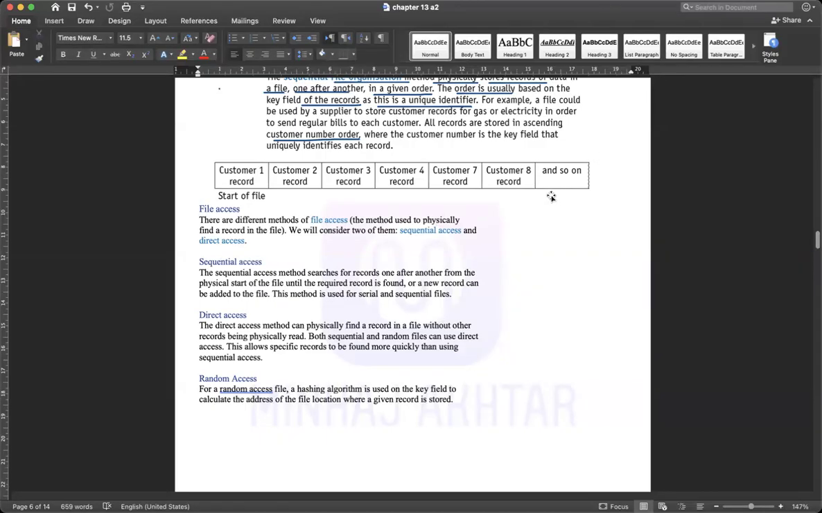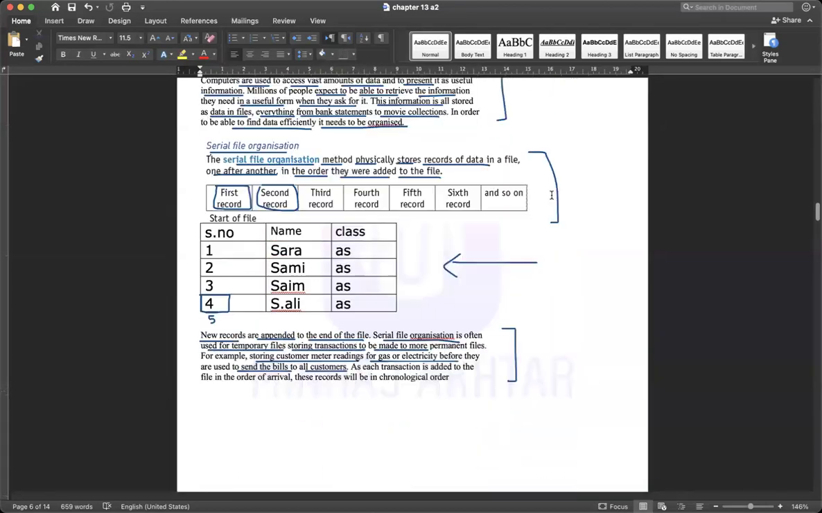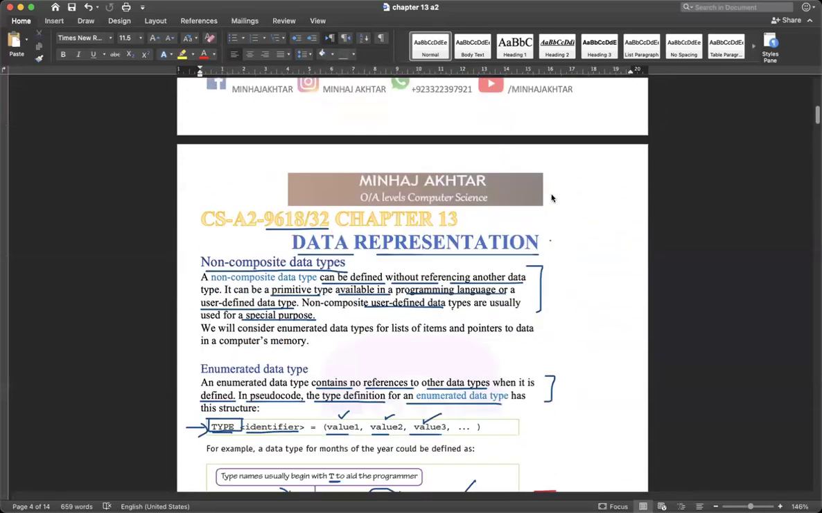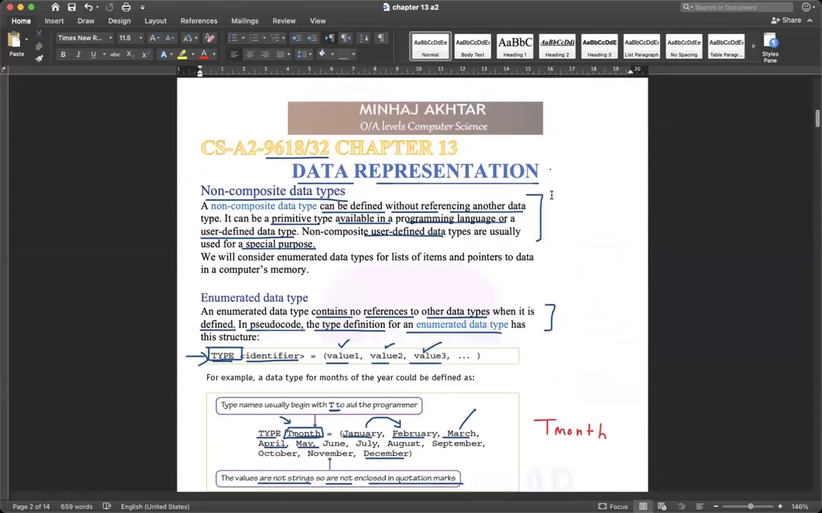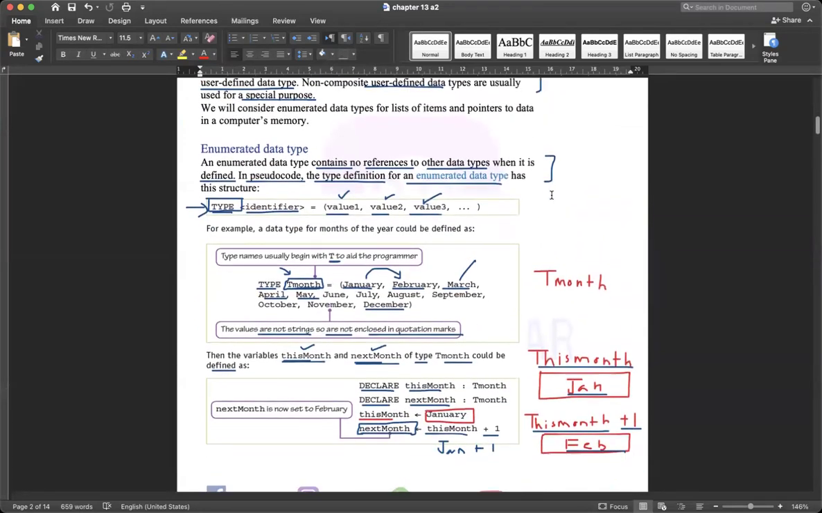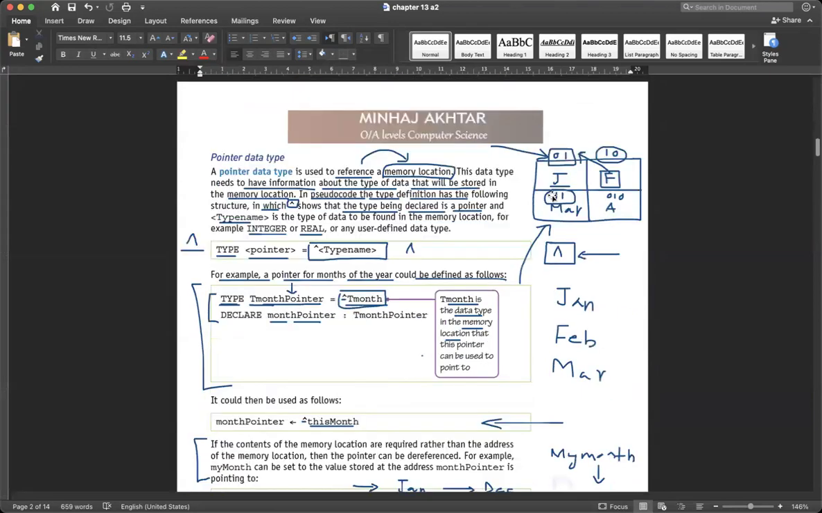Welcome to A2 level computer science, and we are on chapter number 1. The name of our chapter is data representation. Basically, it is chapter number 13, but according to the A2 syllabus, it's our first chapter. We have done non-composite data types, and in non-composite, we have done enumerated and pointer data types.